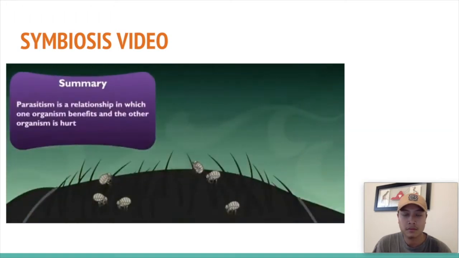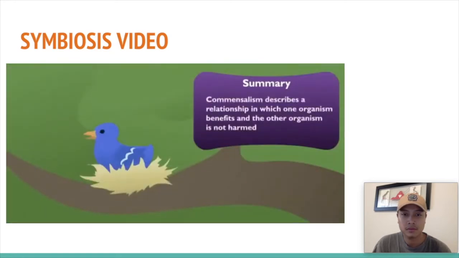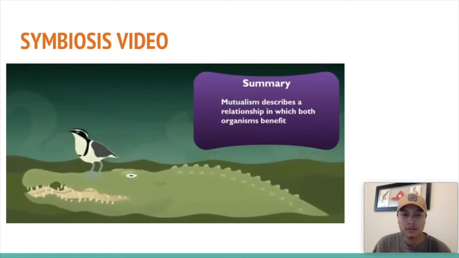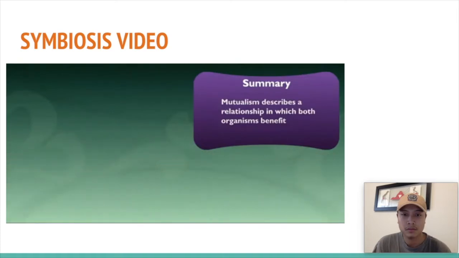Poor Rookie is a host in a parasitic relationship with the fleas. The other two types of symbiosis are a better deal. Commensalism is cool because one organism benefits, but the other isn't harmed. And mutualism is pretty much shared. Both organisms benefit from mutualism.